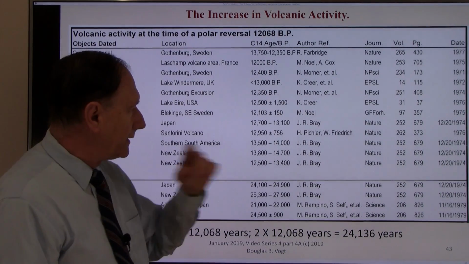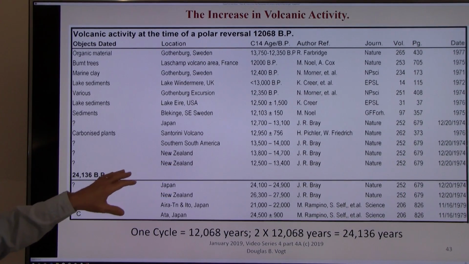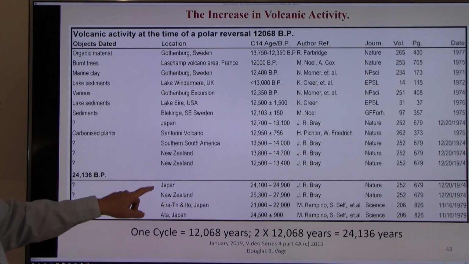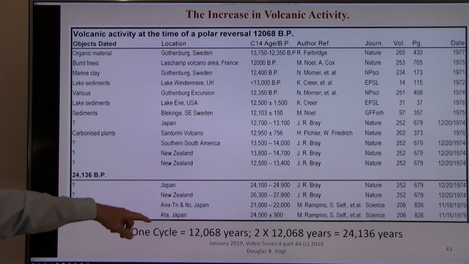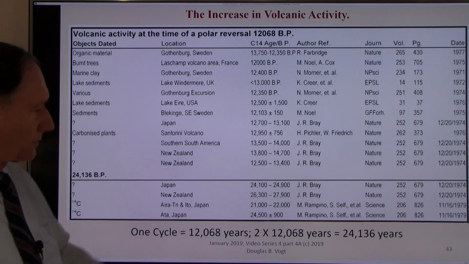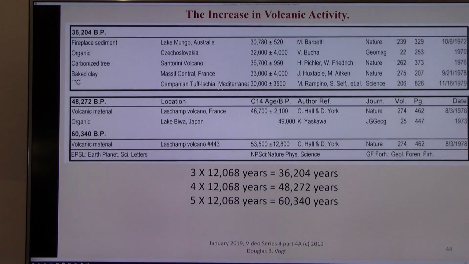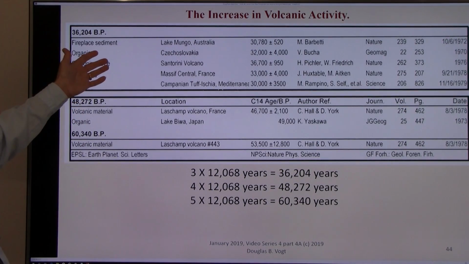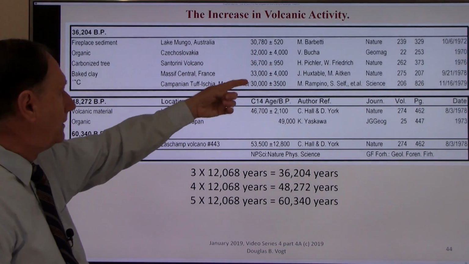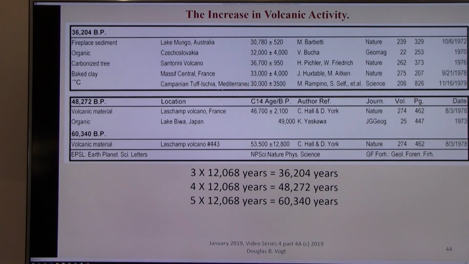I remember, I think some of the articles actually, they were calling it around a reversal period, a magnetic reversal period. Here's 24,000 years, Japan, New Zealand, etc. Again, all centered around that 2 cycles back, 24,000 years ago. 36,000 years ago, same thing. And 48,000 years ago. And there's the references.